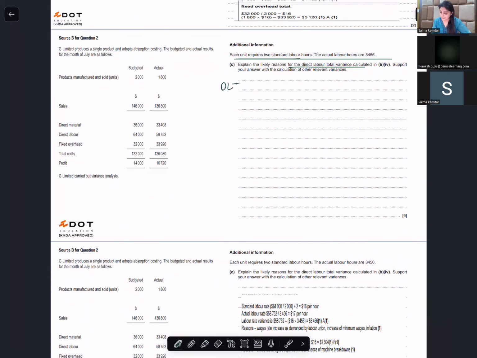Now you know your direct labor total variance is made up of two things. What are the two things? Rate and efficiency. Direct labor efficiency variance plus direct labor rate variance. You will write the full form of it and then calculate separately. Efficiency variance means volume, multiplied by the standard rate.